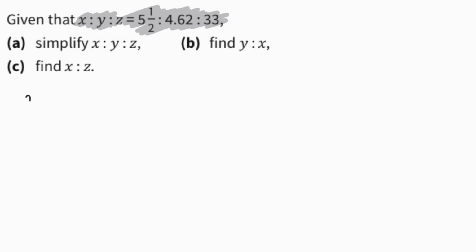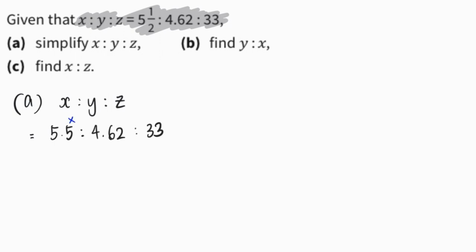So for part A, to rewrite x:y:z as 5.5 : 4.62 : 33, I am going to times 100 to all so that I do not have any more decimal.